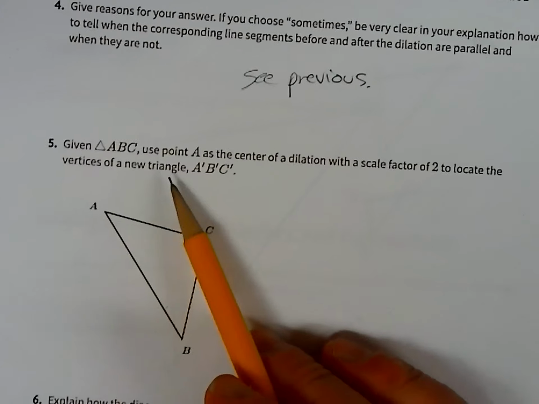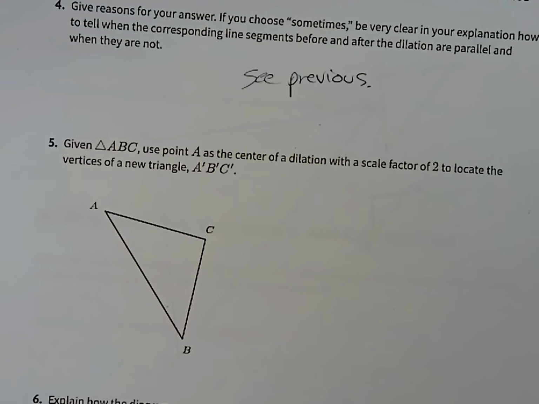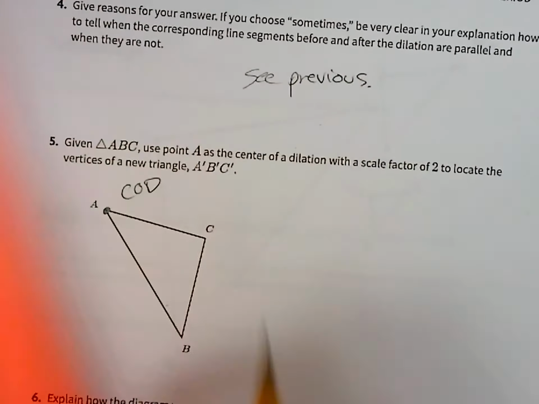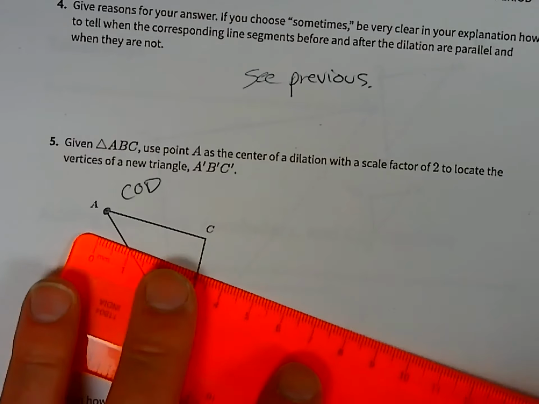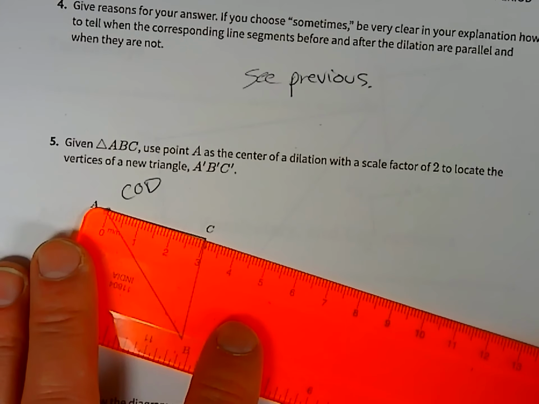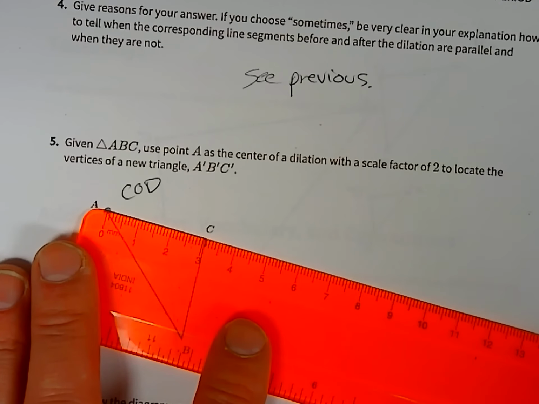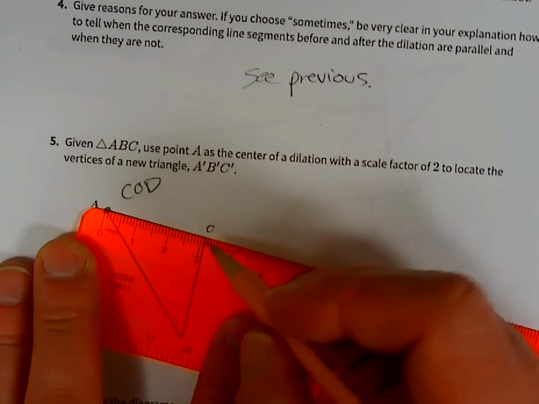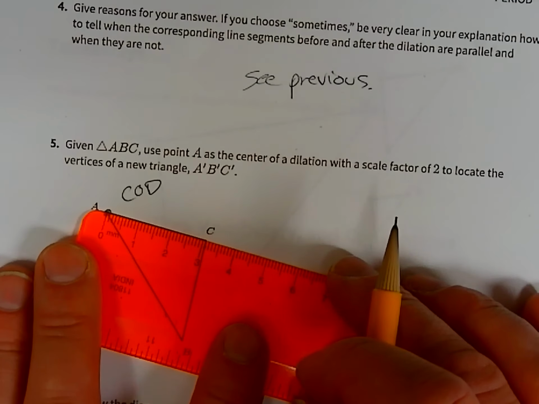Given ABC, use point A as the center of dilation, with a scale factor of 2 to locate the vertices. Well, so this is interesting. A is the COD. This is kind of like the square in the definitions page from Friday. So it's looking like 31. Why isn't it just 30? Gets pushed out to 62.